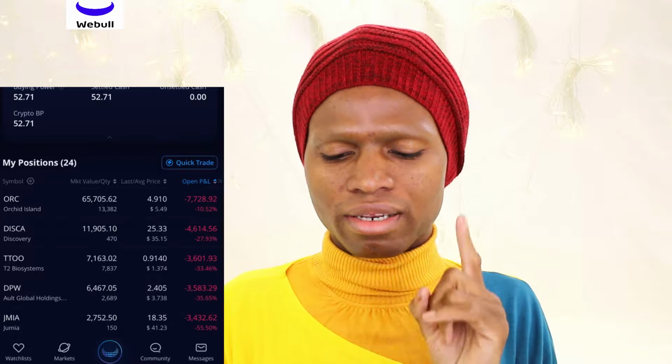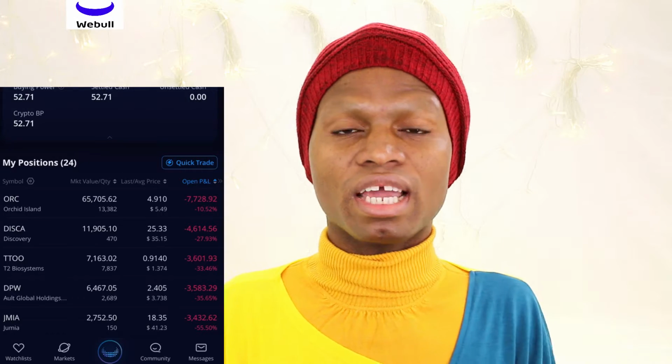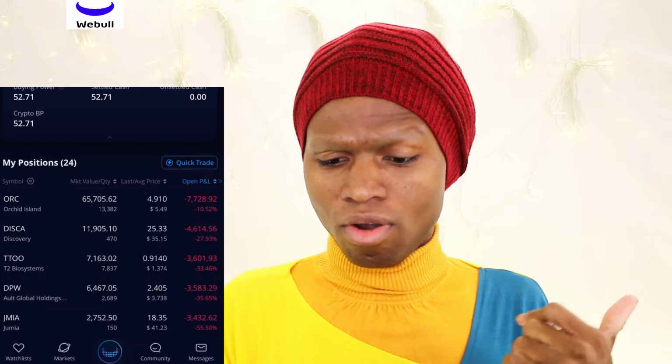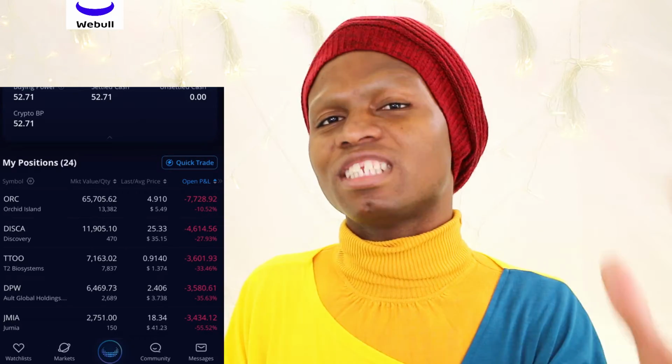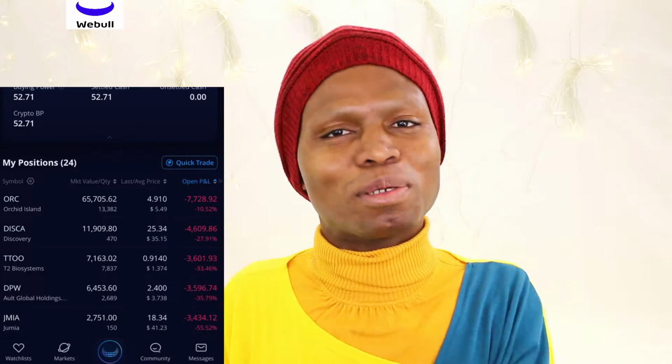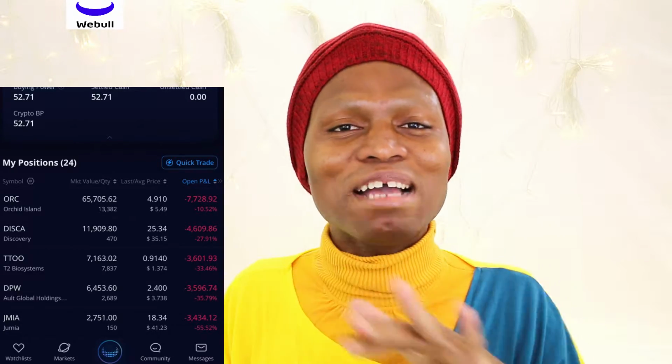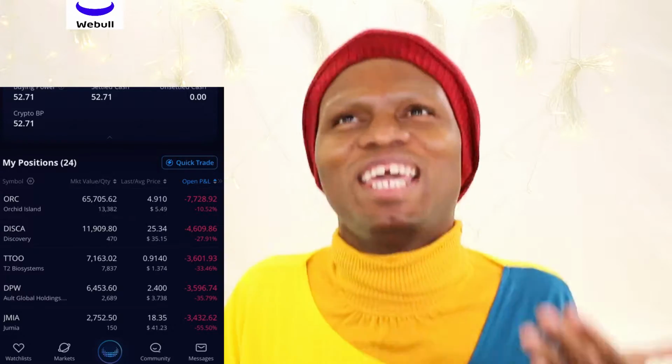So you can see that Orchids, which is my dividend stock, is now 4.910. This is what happens whenever they pay out the dividend, the stock price comes down, which is the best time to buy. Buy the dip, buy that dip. I love buying the dip.